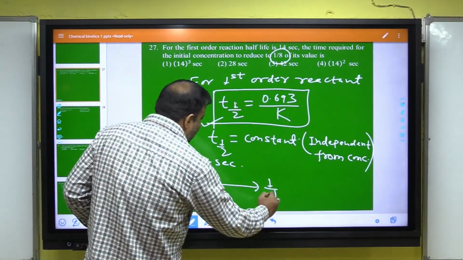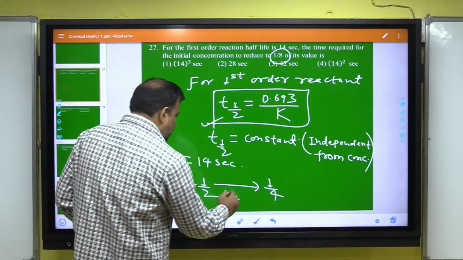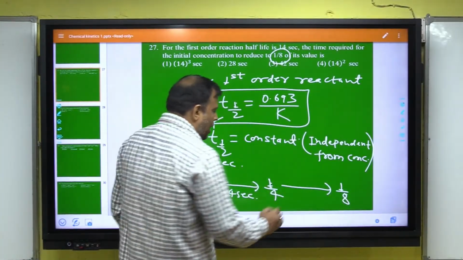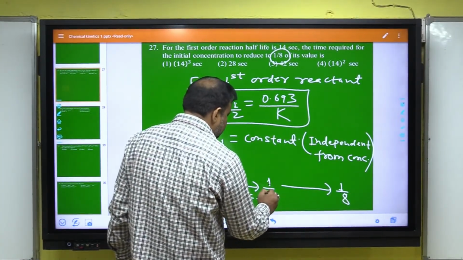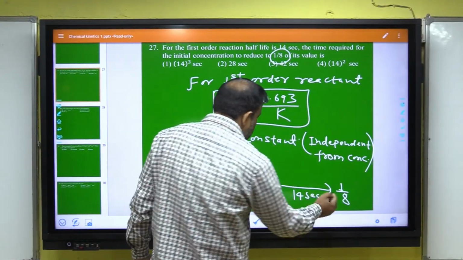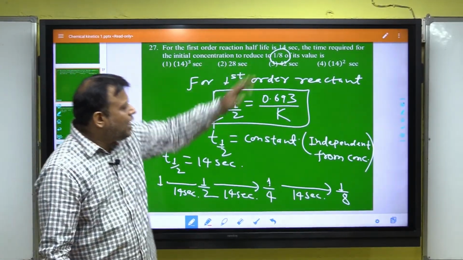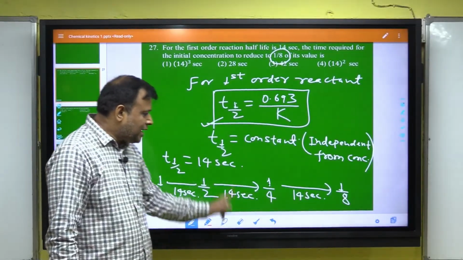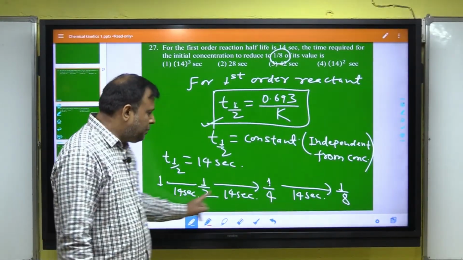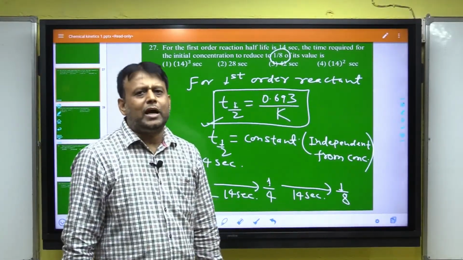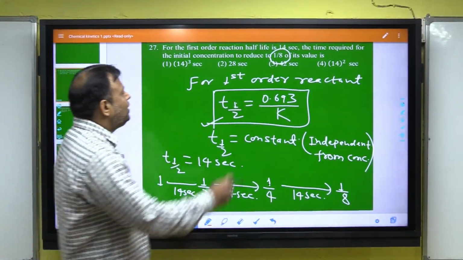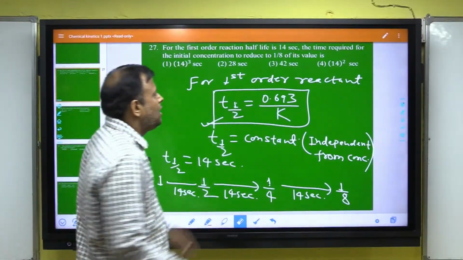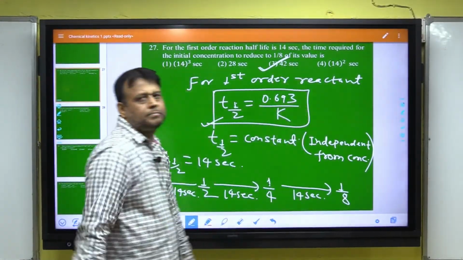1/2 ka 1/4 hoga, ye bhi 14 seconds, and 1/4 ka 1/8 hoga, ye phir aadha hoga, in 14 seconds. And in your question given that initial 1/8, so 14, 14, 14: first half life, second half life, third half life, and total 14+14+14 will be 42 seconds, and hence time will be 42 seconds, not 14 to the power 3, not cubic, 3 times, and hence 42 seconds.